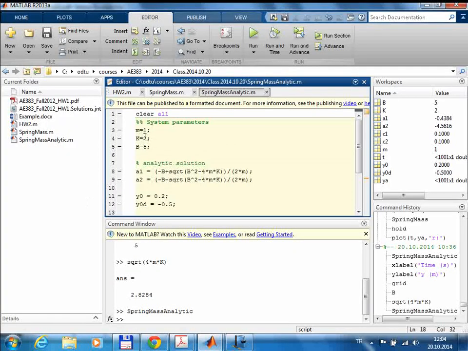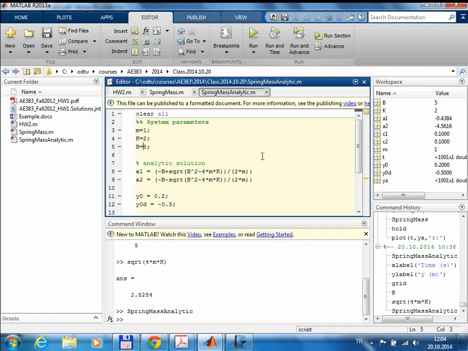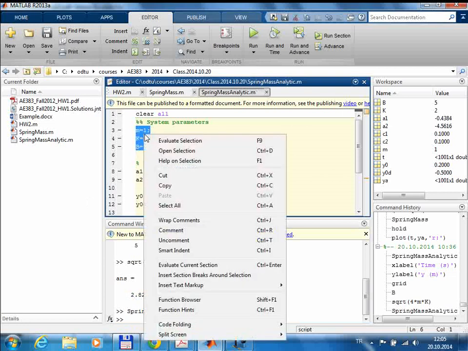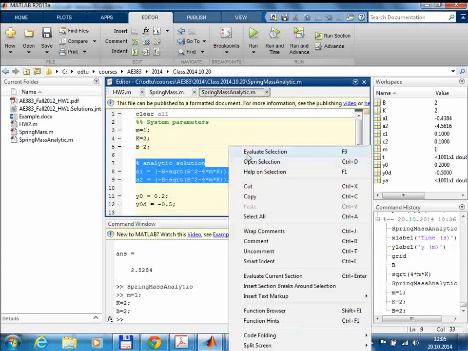Okay, so first let me make B smaller than this critical value. So let me just choose 2. If I make the value of B 2, let me run this part only. I'm not executing the entire code, I'm just evaluating the selected part. And let me find these A1 and A2.